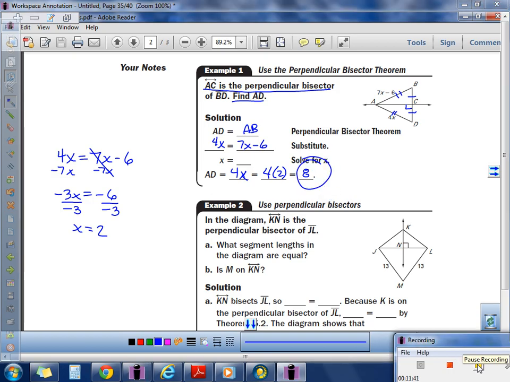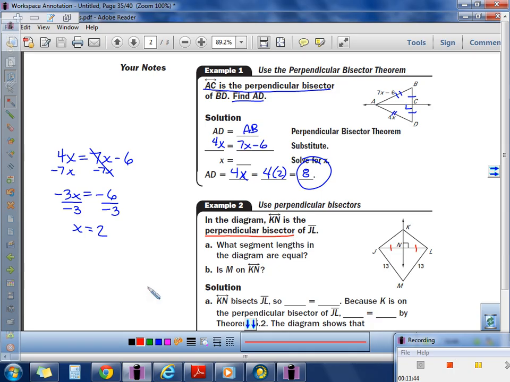Example 2. This one says in the diagram, line KM is the perpendicular bisector. Is that noted? Is everything perpendicular and bisector? Do I have perpendicular? Yes, it's noted right here. Do I have a bisector noted? No, I need to note that. Where should I note that? JN, NL. Now it's a perpendicular bisector. And once again, that was given to us.